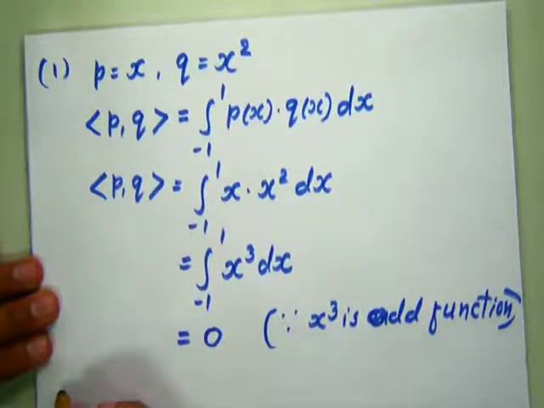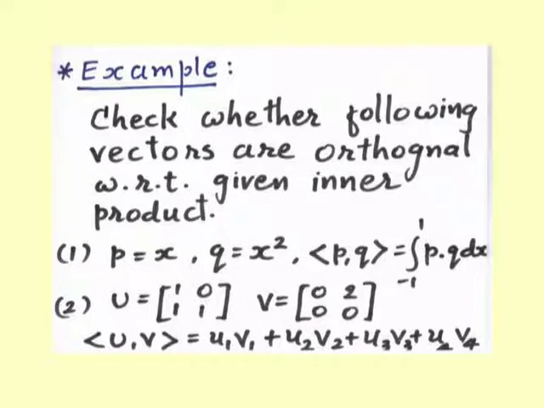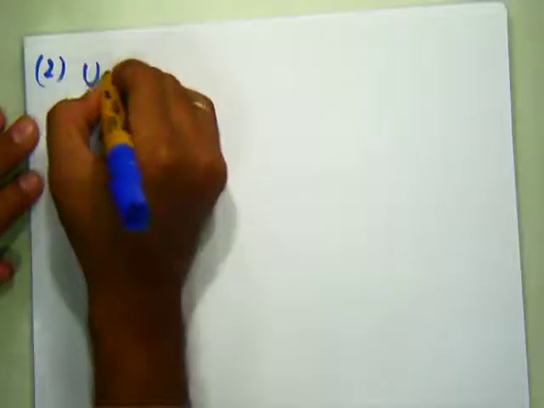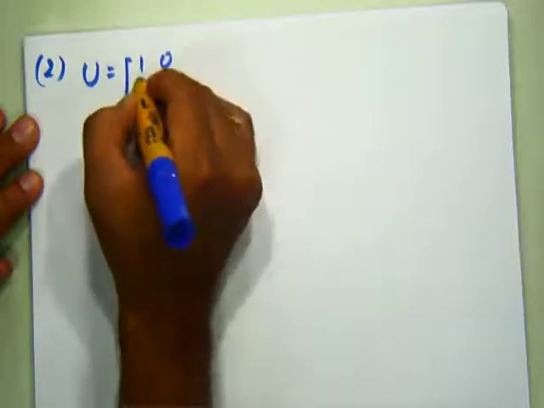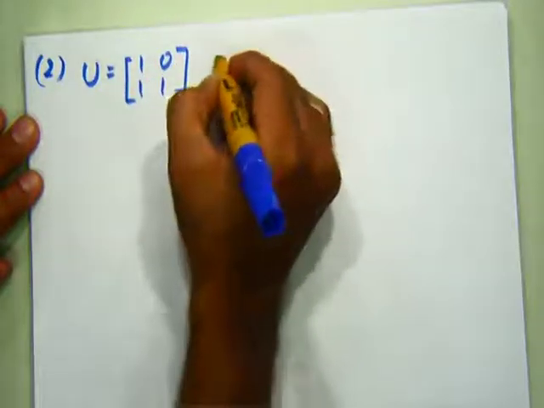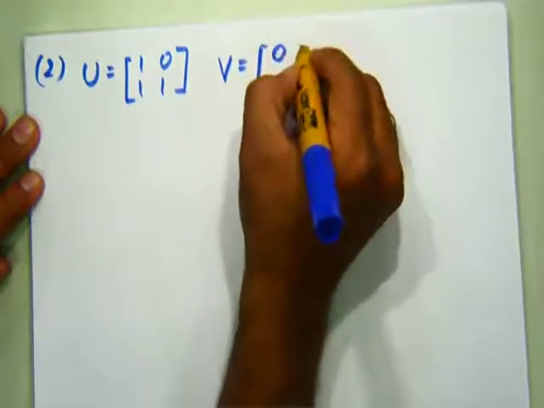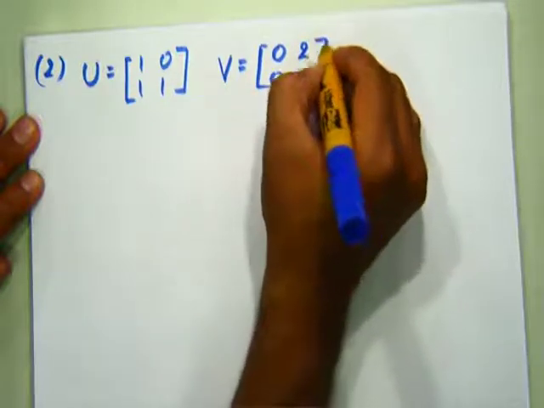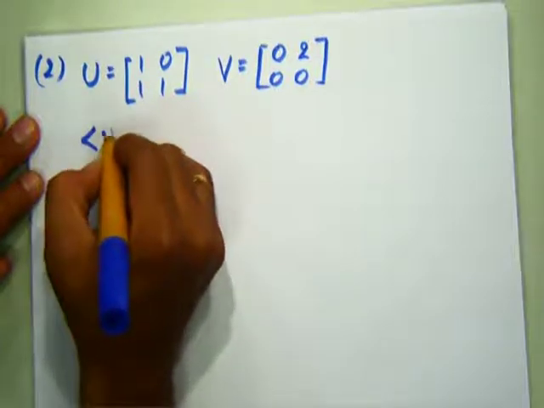Therefore, P and Q are orthogonal. Now for the second example, here we have given U and V. U is a 2 by 2 matrix, it is 1 0 1 1, and V is 0 2 0 0, and U and V are from M2.